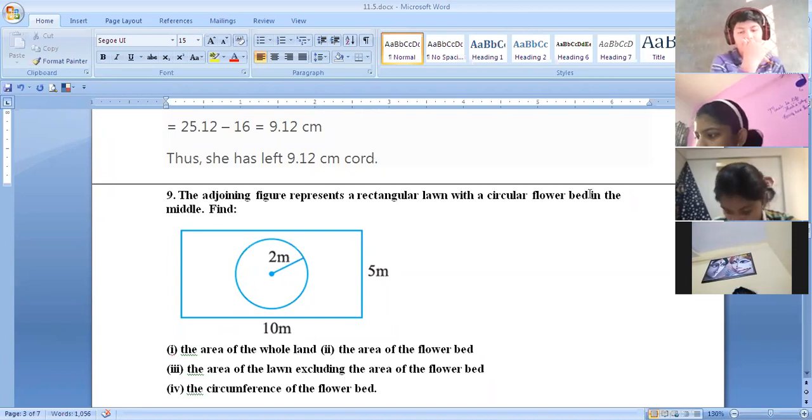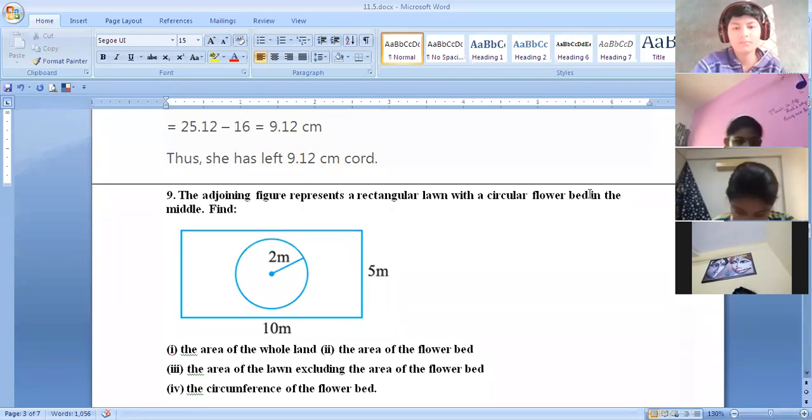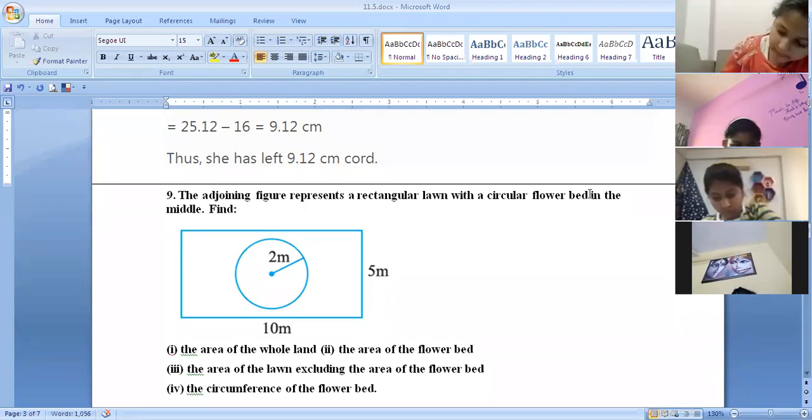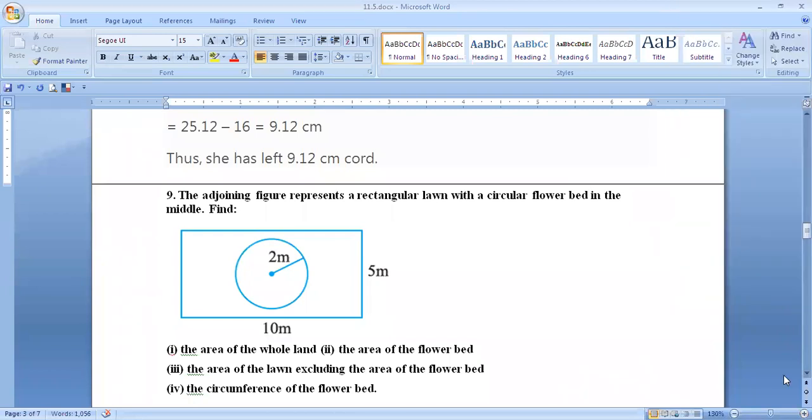So Nishchay, can you tell me what will be the area of the whole land? What formula we are going to apply here? Yes, ma'am. Which formula we are going to apply here to take out the area of the whole land? Ma'am, length multiplied by breadth. But this is the formula of rectangle or square, Nishchay?